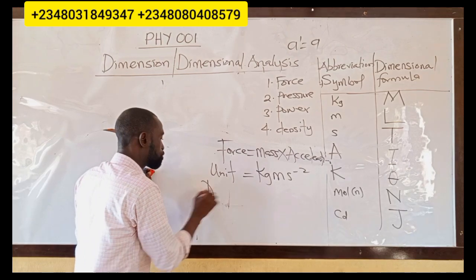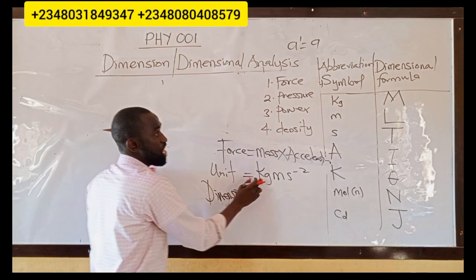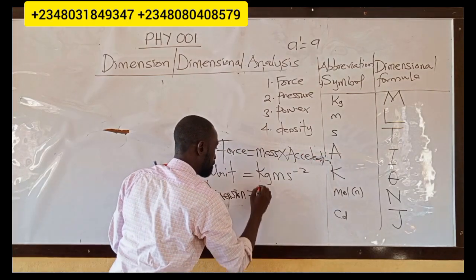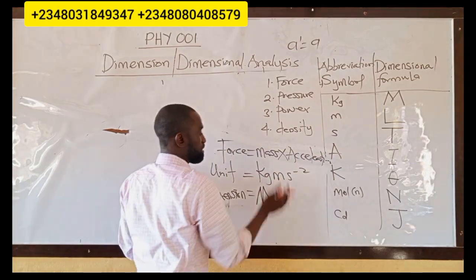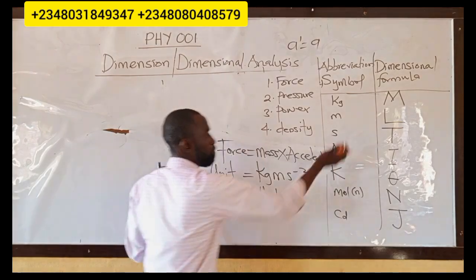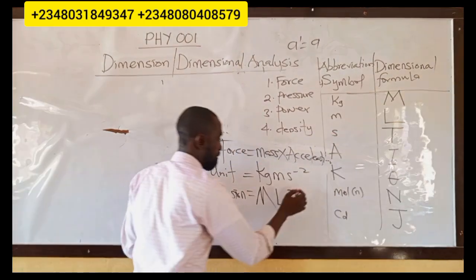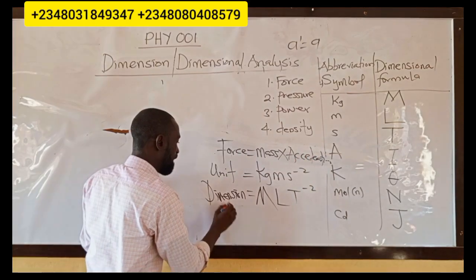So what now is the dimension of force? Dimension of force will be equal to kg is capital M. Are you with me? Then small m is capital L. Then small s is capital T, so I have T raised to power minus 2.